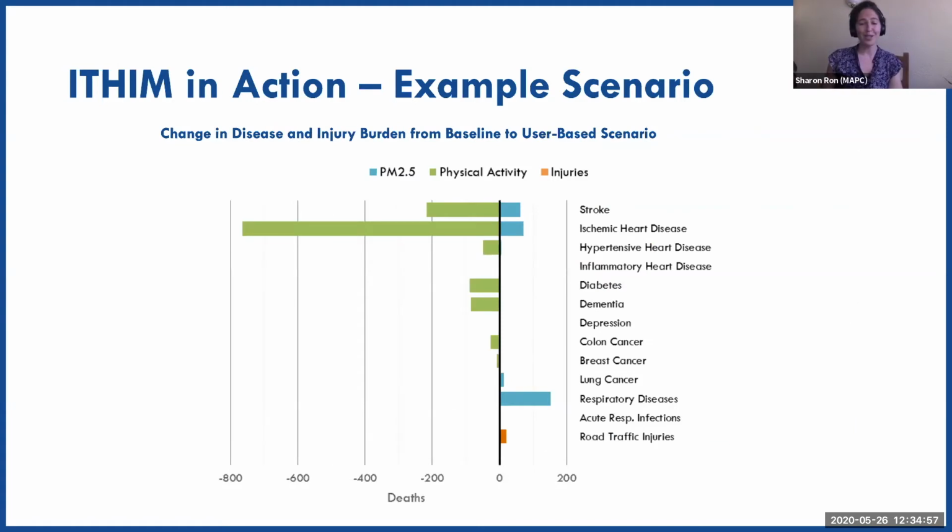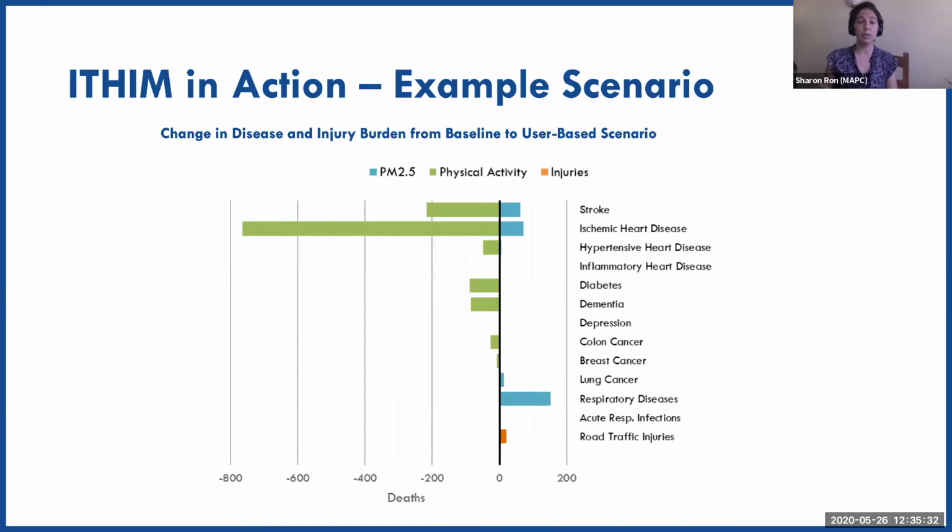This is looking beyond just those road traffic injuries, and this is the power of ITHIM. So speaking to what Barry was showing about how we're putting all of these inputs in and looking at how they influence each other, you can see that, as we spoke to, the net benefit of increasing active transportation is high. So everything that is to the left of our center line represents net losses in death from the baseline to our user-based scenario. We're seeing that the majority, well, all of those benefits are coming from the increased physical activity that we expect.